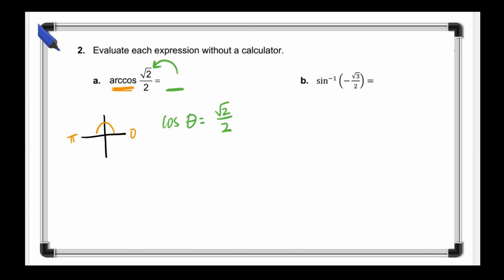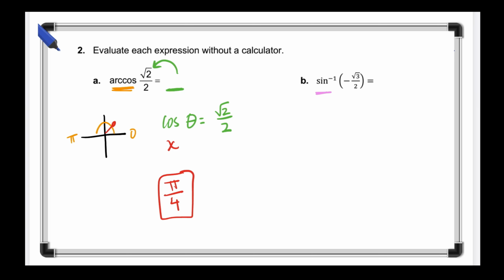So within quadrants 1 or 2, I want to figure out, because I know cosine is x, where my x value is going to be a positive root 2 over 2. I know that would have to be in quadrant number 1. And so that answer would be pi over 4.